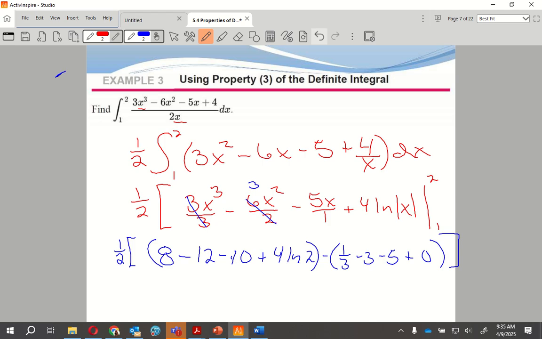Is the first one 1/3? Plug in 1 into this. It should be just 1, right? Yeah. Oh, thank you. Good job. Give yourself a high five. I erased too much. Minus 3. There you go.